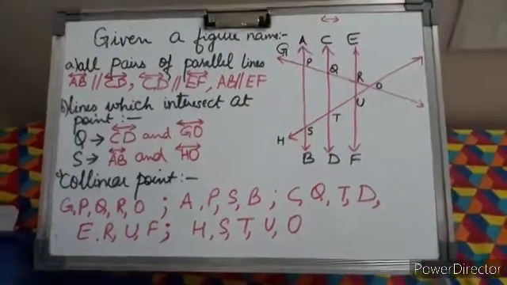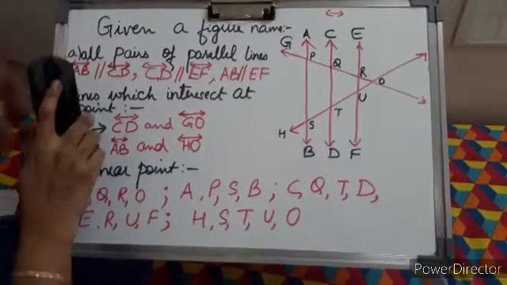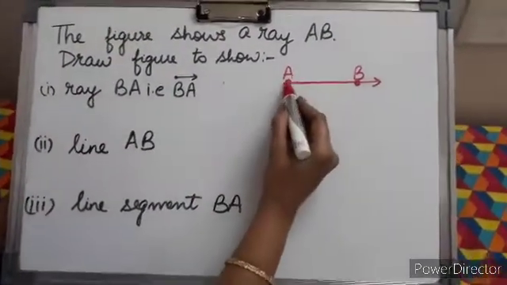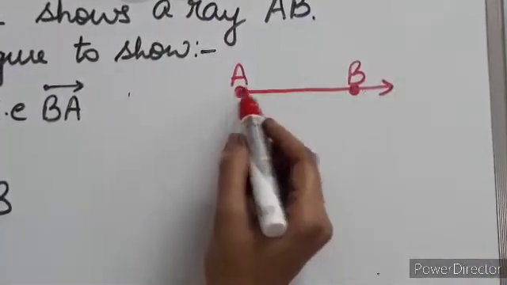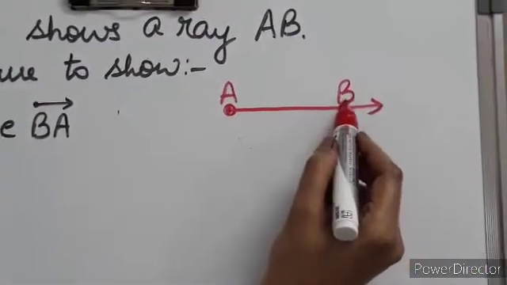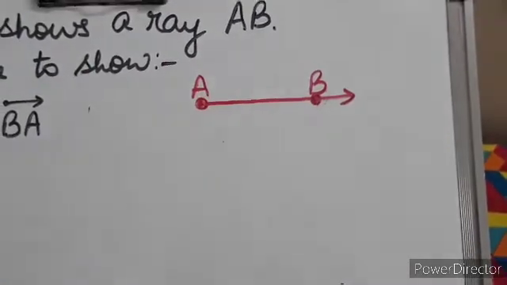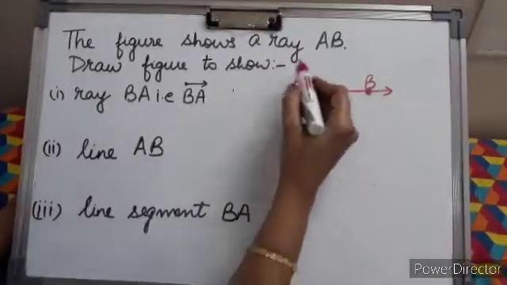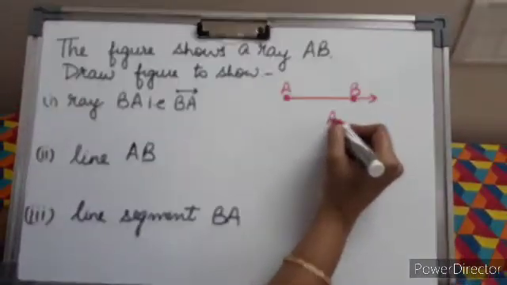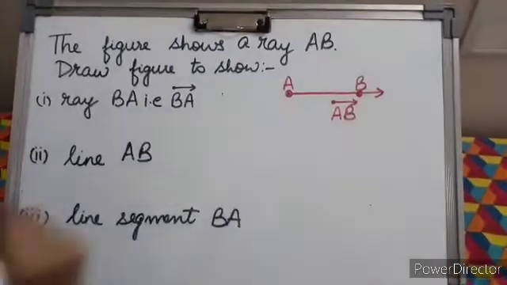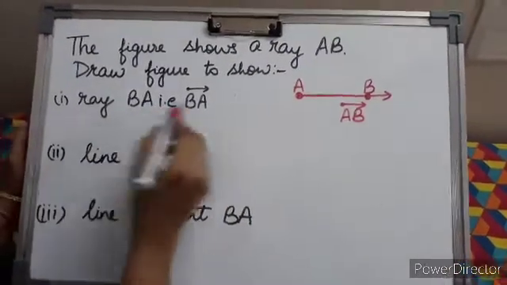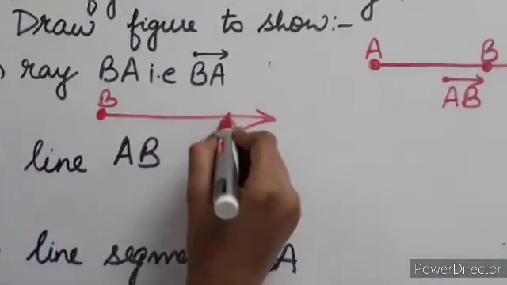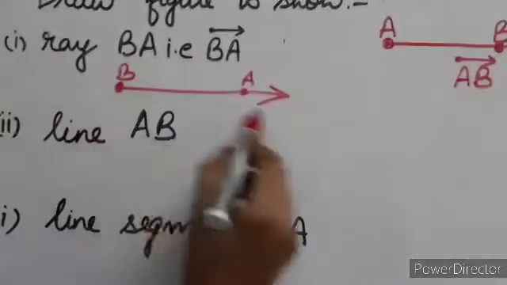Okay. Now we will understand ray. The figure shows a ray AB. One fixed point, that is the starting point, is a fixed point, it extends towards B, which is never ending. Okay, now you will understand the question now. Draw figure to show ray BA. This is what? AB. Okay, it is written like this. Opposite, now they are asking BA. BA means starts with B and extends towards the point A. So this is the diagram for this.